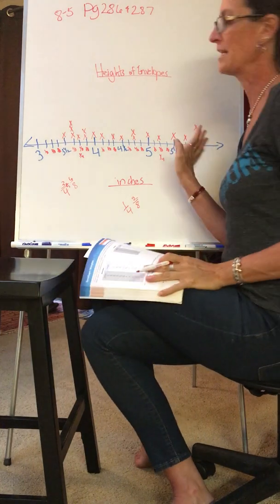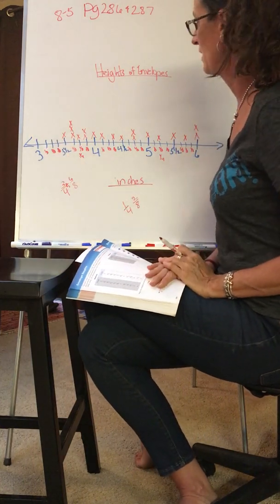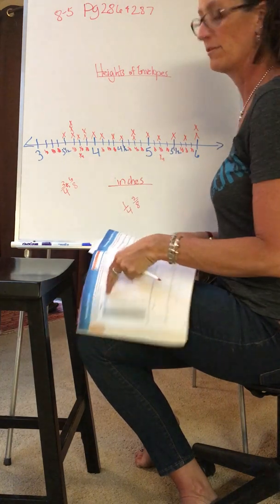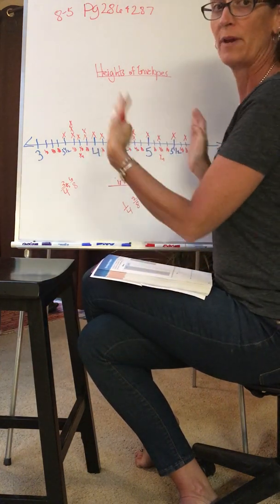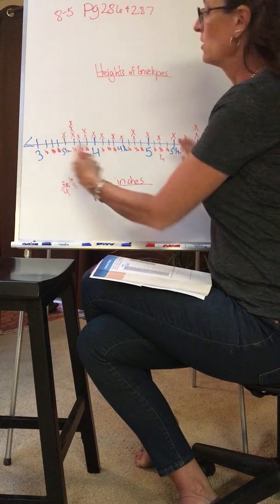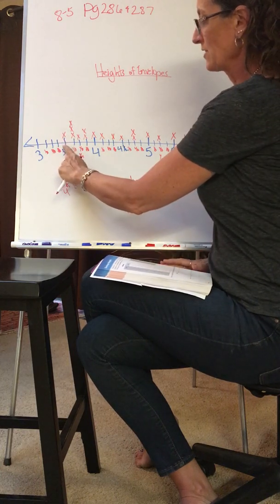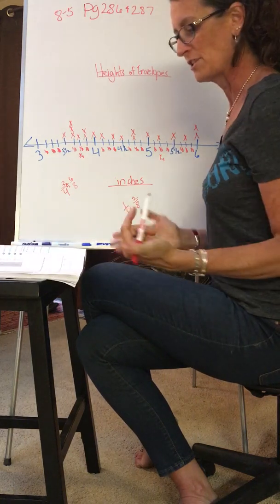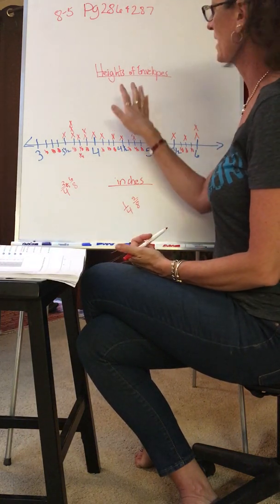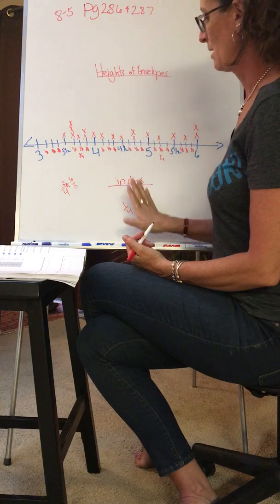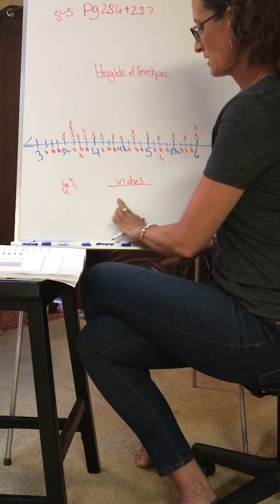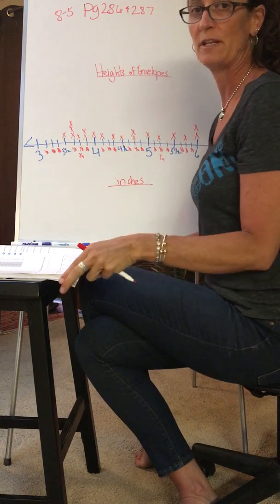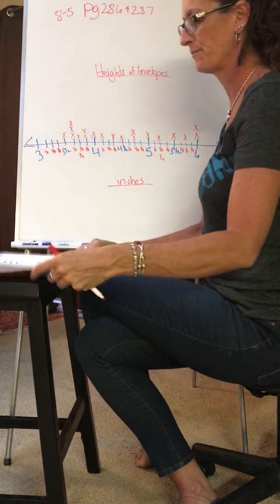Okay, so I have all my data put onto my line plot. If I look at it, the range of the envelope sizes, the range means the smallest to the largest, so the smallest envelope size I have is 3 1/2, and the largest is a 6. So I've just done page 286. I titled it Heights of Envelopes, I put what it's measured in, and then I put all of my data on my line plot. Now I can go to page 287 and answer my questions.